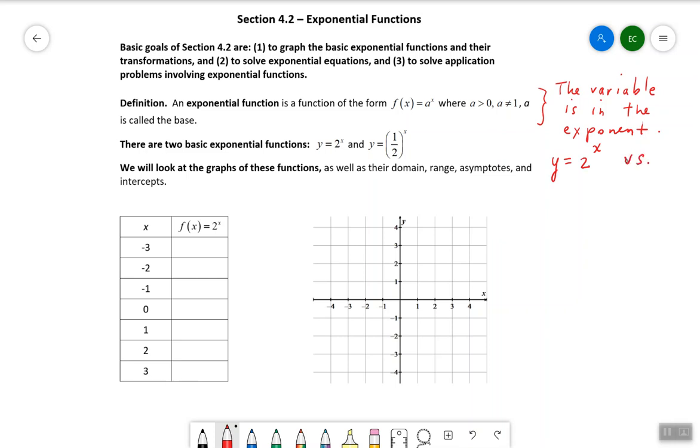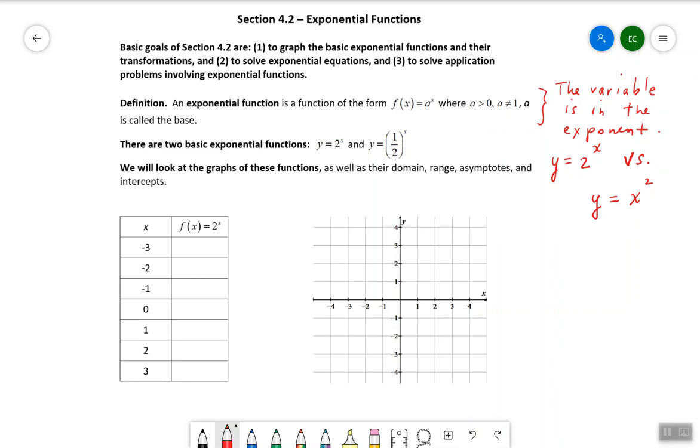And then I would just encourage you to think back on a function we've studied a lot this semester, y equals x squared, and see how close they look to each other, but how different they are. X squared with the variable in the base, and now 2 to the x with the variable in the exponent. Okay, so there are two basic exponential functions. We'll talk about 2 to the x first, and then we'll also talk about 1/2 to the x.